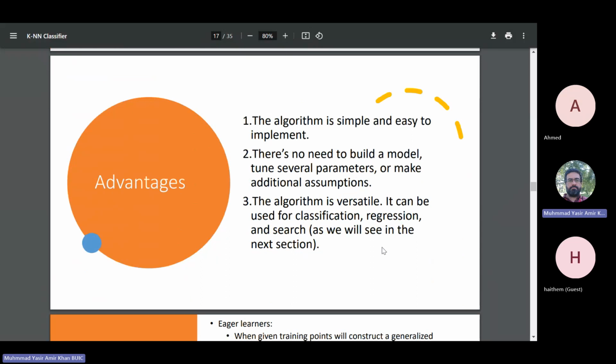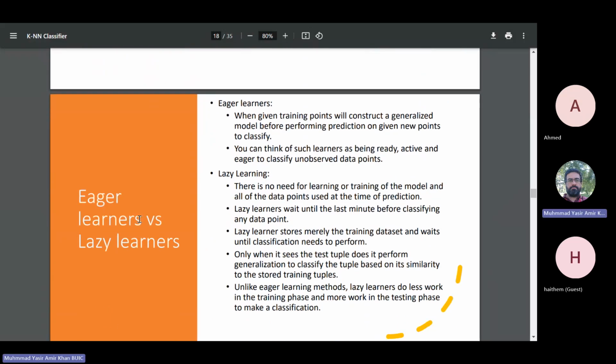Now, let's quickly see the advantages, then we'll go to the Python code. Advantages are that the algorithm is simple and easy to implement. There is no need to build a model and tune several parameters or make additional assumptions. We don't need to do that. The algorithm is versatile. It can be used for classification, regression, and search, etc. And then eager learning algorithm versus lazy learning algorithm. As you have seen, KNN is a lazy learning algorithm.